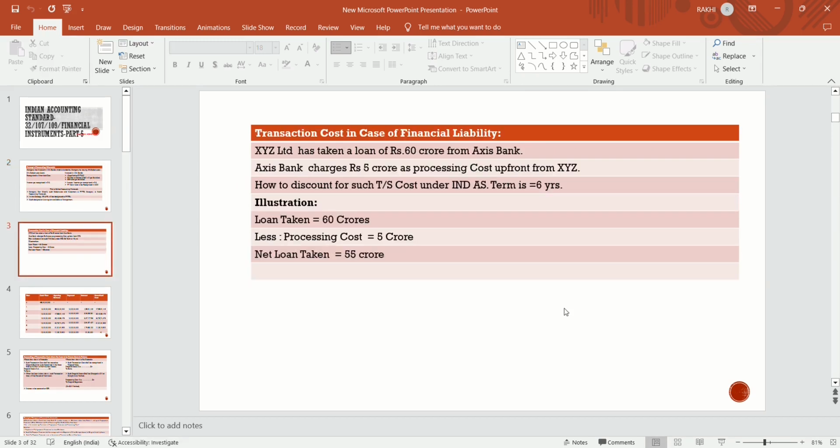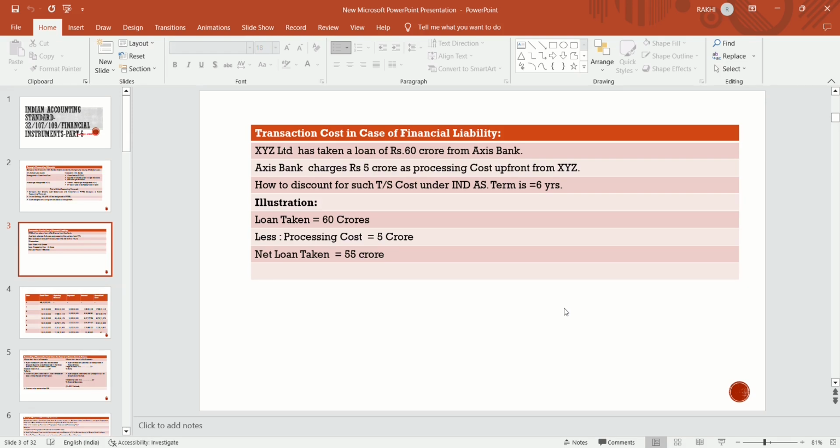In our previous session, we had discussed about the transaction cost. What is a transaction cost? It's an incremental cost. In case of financial asset, it should be added. In case of financial liability, it should be reduced from the value of the liability.